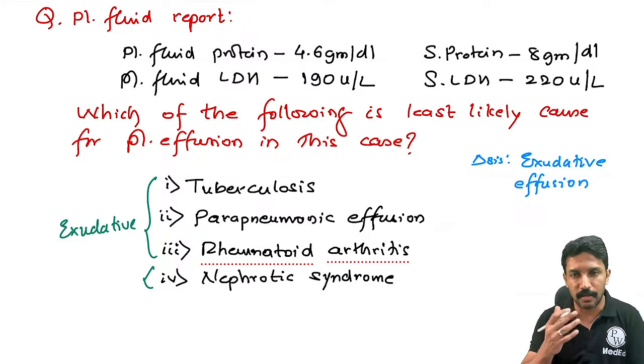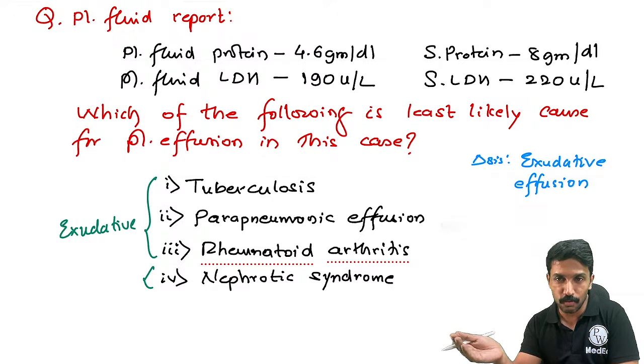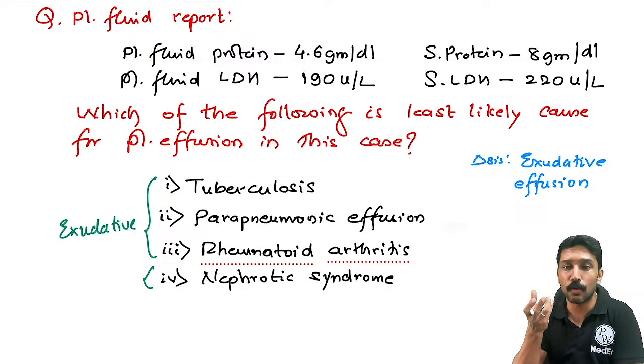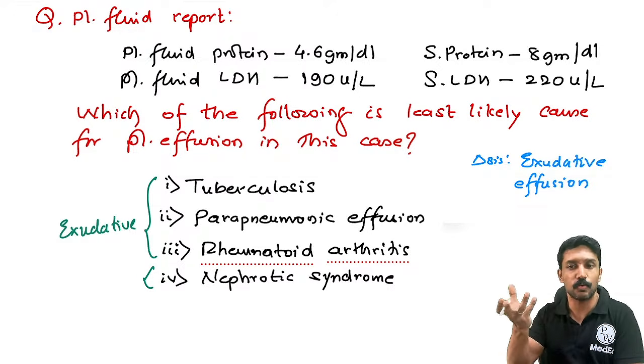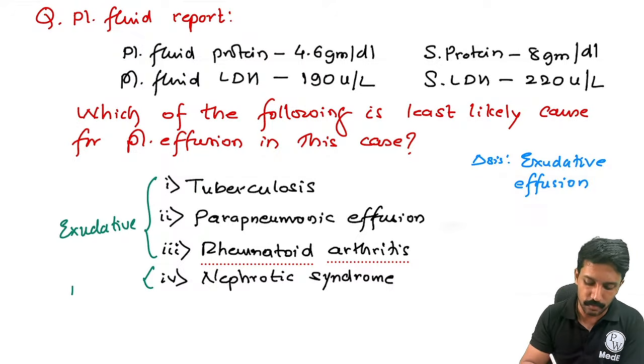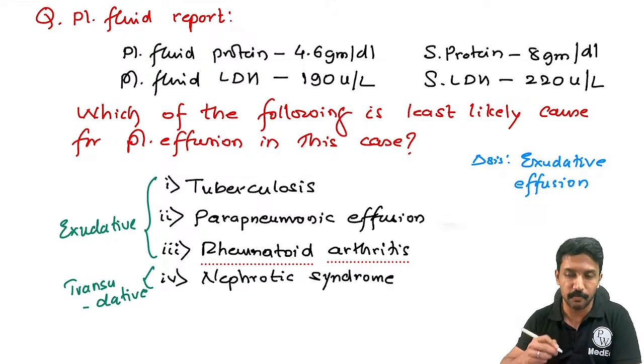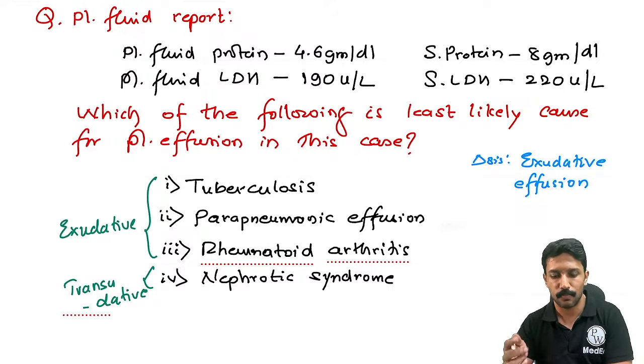And in nephrotic syndrome, you're losing albumin in urine. So you have hypoalbuminemia, you have low oncotic pressure. So it is going to be transudative effusion. This will be transudative. Again, a very important pro tip for those who are preparing for the entrance exams.